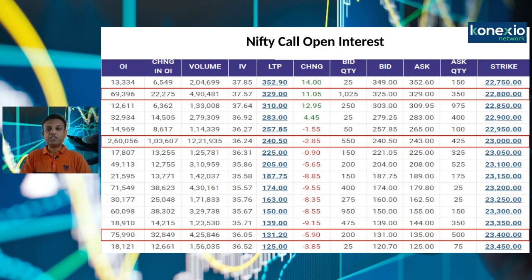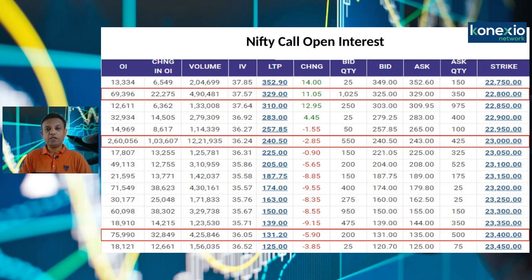In Nifty calls, the action was seen in 22,800 calls, then 23,000 calls, then 23,400 calls also. In between, there were volumes in 23,300 also, and 23,200 calls also. So definitely, the setup seems to be quite neutral. There is no negativity in this particular data.